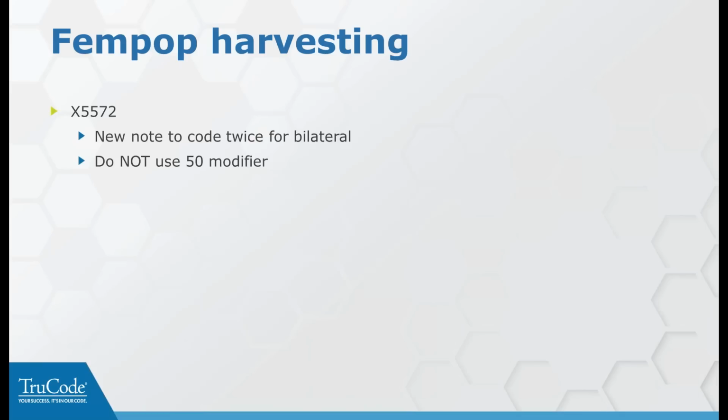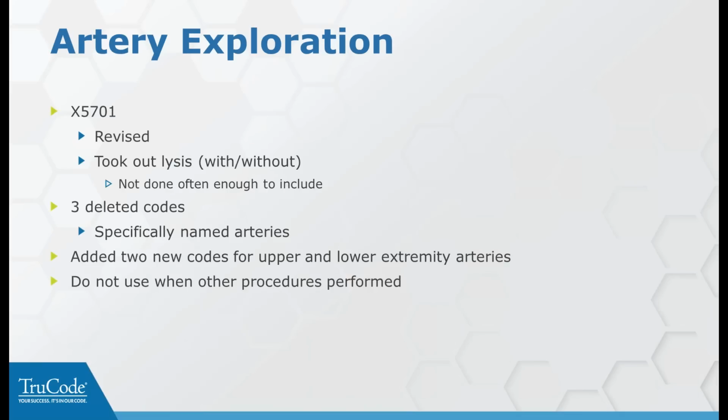Then we're going to go over to 35572, 35572. Wow, that sounded really country. Sorry about that. 35572, the harvesting of the femoropopliteal vein. And just again, notice that's one of those, don't use modifier 50. We talked about that already.